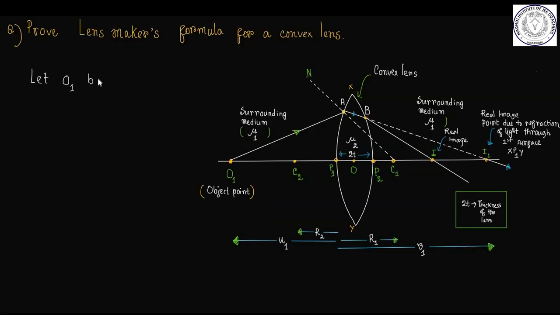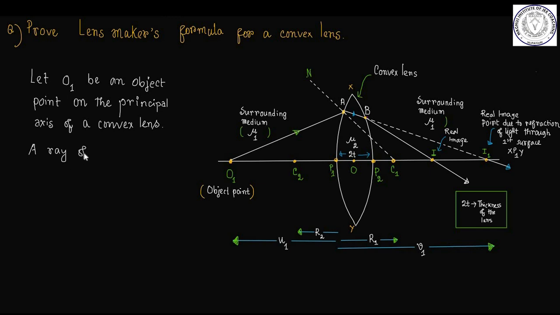Let O1 be the real object point. O1 be an object point on the principal axis of the convex lens. O1 be an object point existing on the principal axis of a convex lens. A ray of light from the object point O1 will be incident.